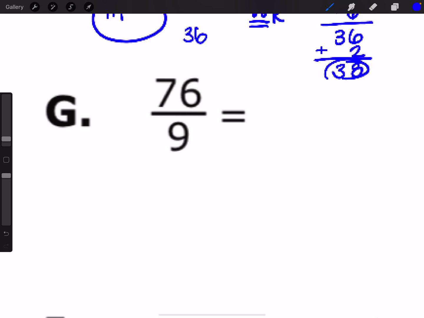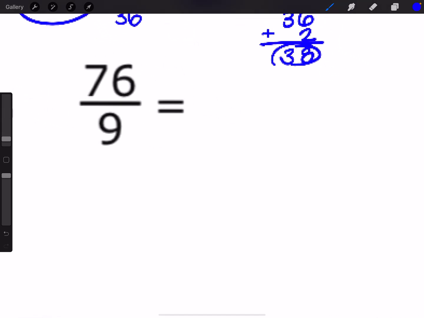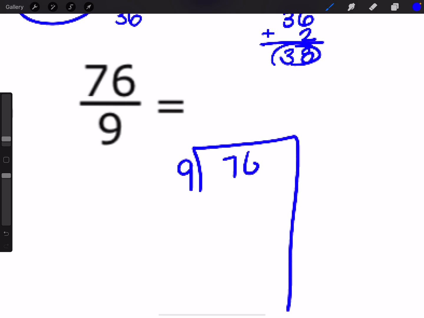All right, so 76 divided by 9. I know this looks like a fraction, but this is another way to represent division. So if we have 76 divided by 9, I'm going to do the chunking method again, okay? So the 9 is the divisor, and 76 is the dividend. If I do 9 times 10, I know that that's 90, so that's too big. What if I do 9 times 5? So 9 times 5, I know is 45. Well, I can take that out.